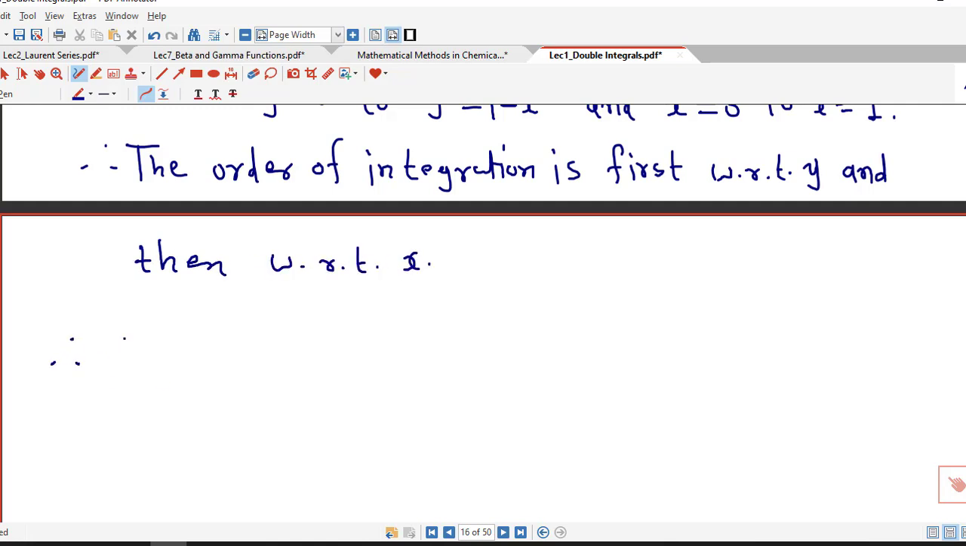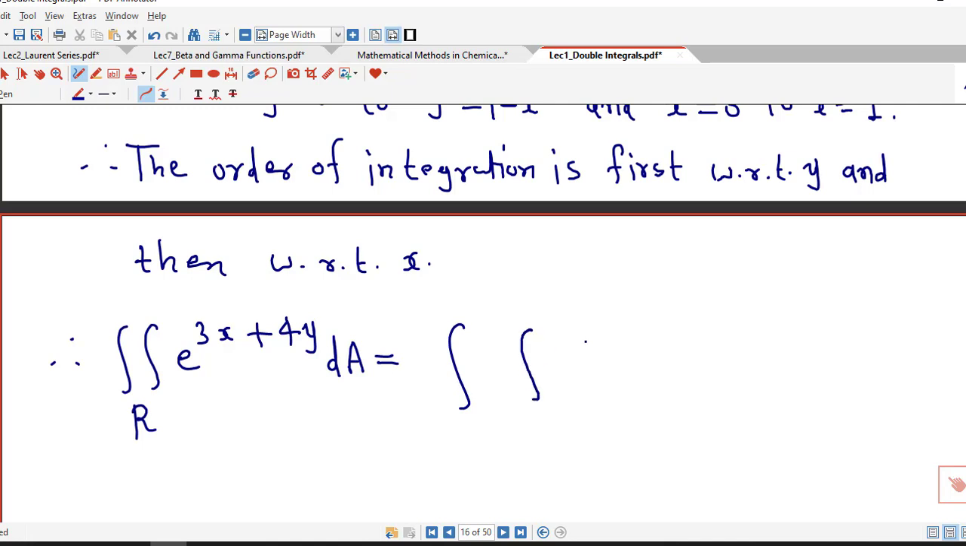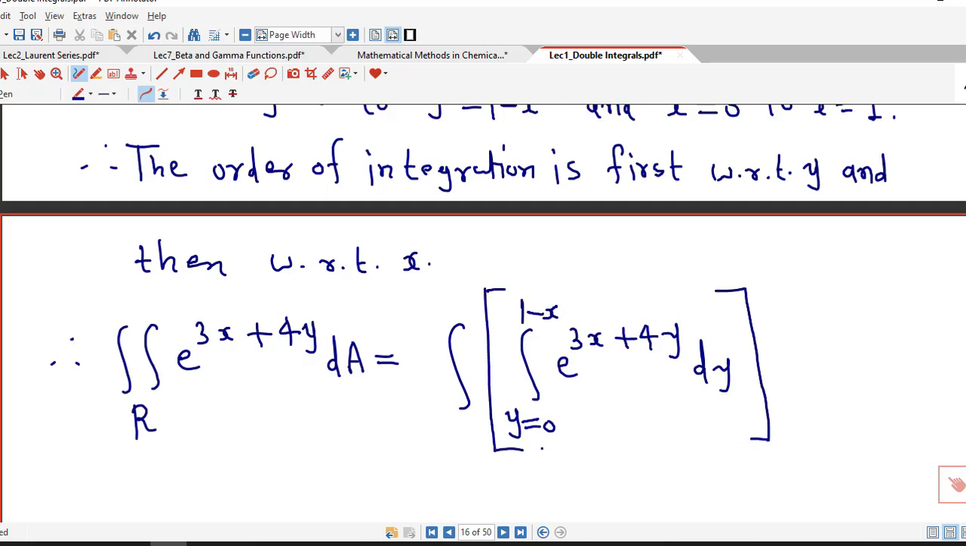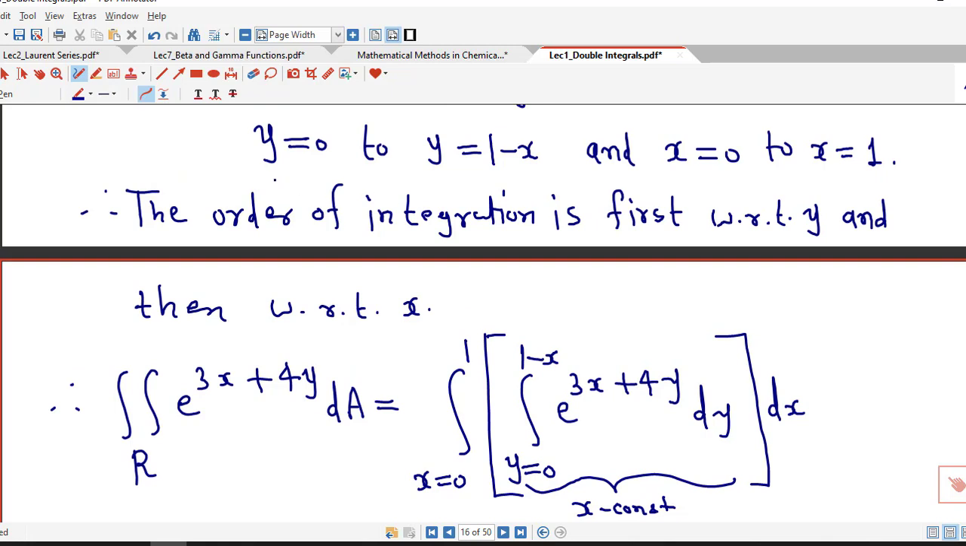Okay, so now the next step is evaluation of the double integral over the given region. The integral is e raised to 3x plus 4y dA. So this we rewrite as the integral of e raised to 3x plus 4y. The first integral is with respect to y, from y equal to 0 to 1 minus x, and here we will consider variable x as constant. The second integral is from x equal to 0 to 1. So here the limits of y are from 0 to 1 minus x, and x is from 0 to 1.